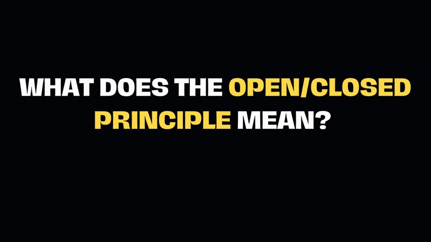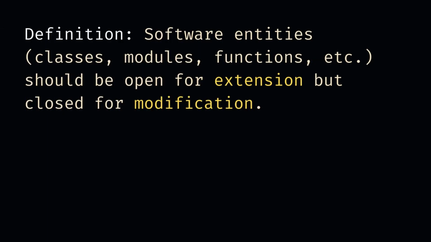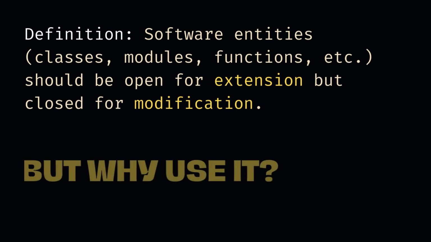What does the open-closed principle mean? By definition, software entities (classes, modules, functions, etc.) should be open for extension but closed for modification. But why should you use it?